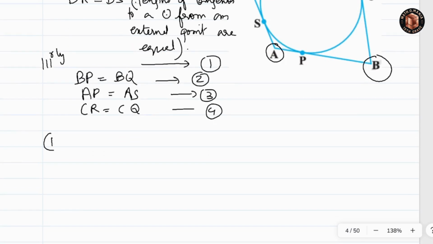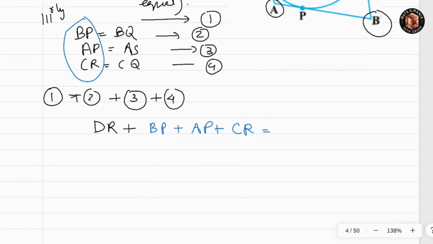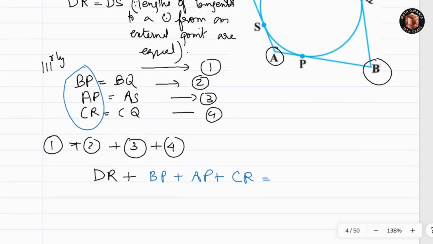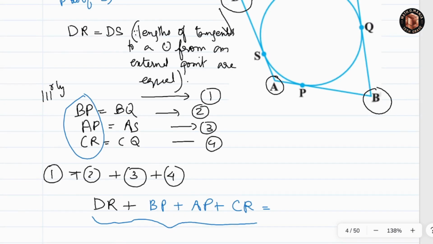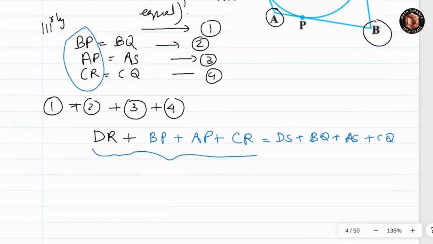Then what I have to do? I have to add equation 1 plus 2 plus 3 plus equation number 4. So that is DR plus BP plus AP plus CR. It is equal to, this is my left hand side, right? And what is my right hand side? That is DS plus BQ plus AS plus CQ.